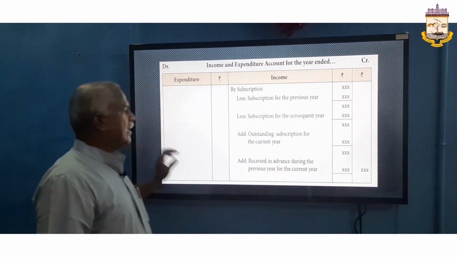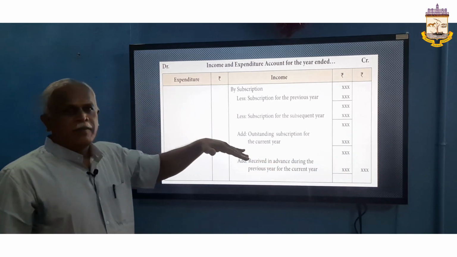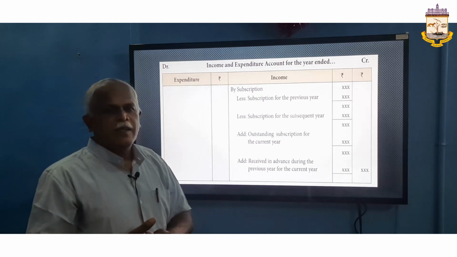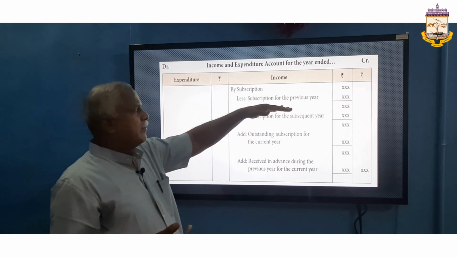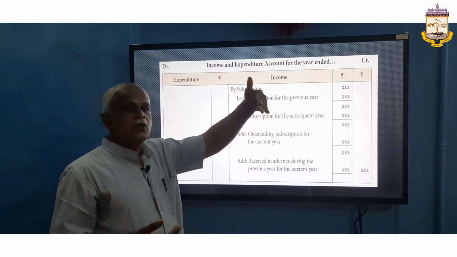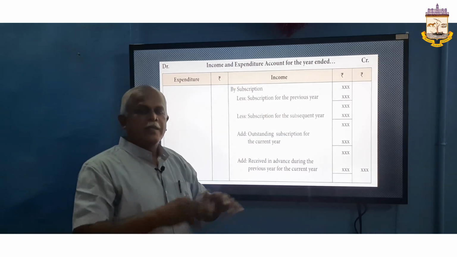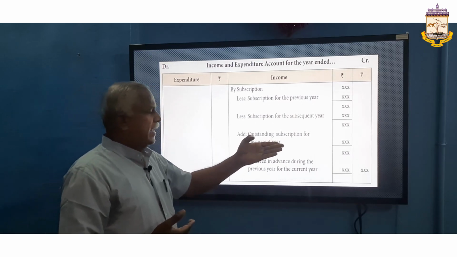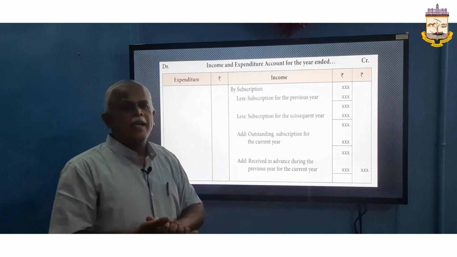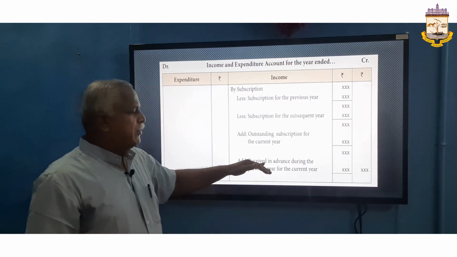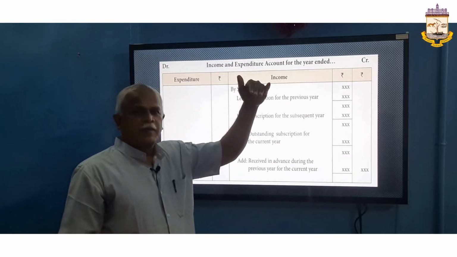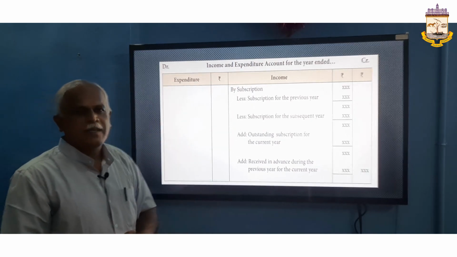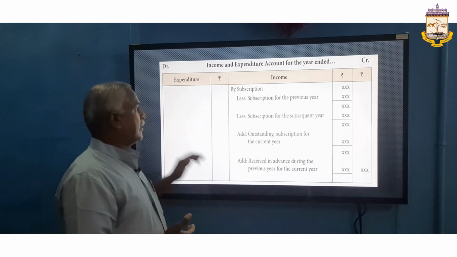In this way, we have to consider the accrual basis of accounting. Subscription belonging to the previous year is to be deducted, subscription for the subsequent year is to be deducted, outstanding subscription for the current year is to be added, and subscription received in advance in the previous year for the current year is to be added. In such a way you have to make adjustments to arrive at the current year figure.